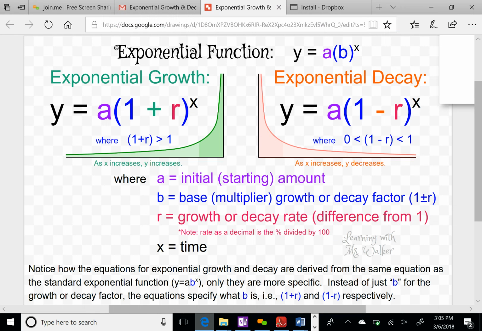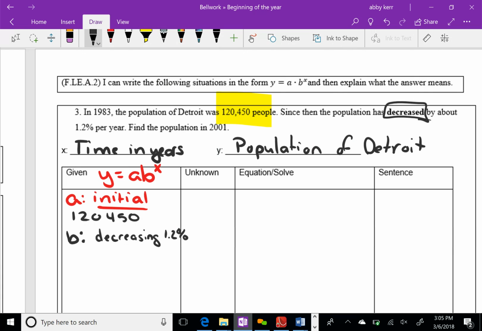Now, since we're decreasing, we want to use the exponential decay model. So that says 1 minus r. That's our b value. 1 minus r. Now, the trick for this is to find the r value. And we need to use the percentage to help us with that. So to find the r, you do 1.2% divided by 100. And you're going to get that decimal. That decimal is what you plug into r.